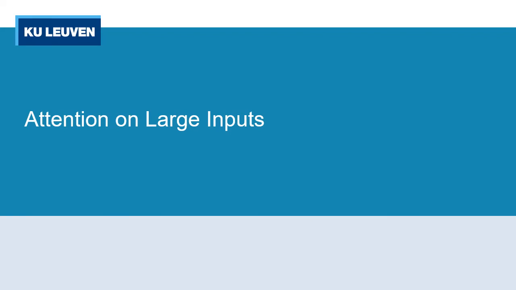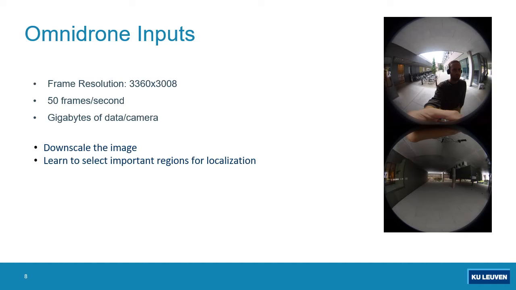Now I would like to talk more about attention on large inputs, which is part of the research I've been carrying out during my PhD, and it's motivated by the OmniDrone project. In OmniDrone project, we have 4 cameras in our camera system, and each one of these cameras is producing a very large image. This could be problematic for a deep neural network to work fast and in real time. So normally the solution that people would go for is to downscale the image to a size that the neural network is able to process in real time.